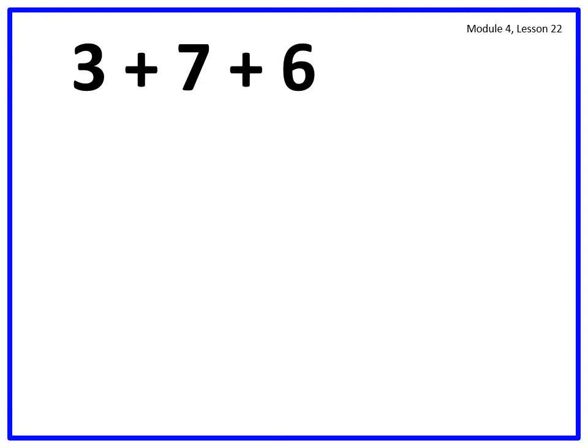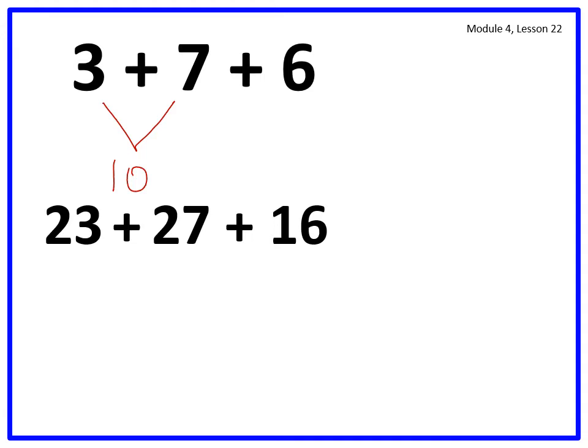Take a look at 3 plus 7 plus 6. How could you solve that using mental math? When I look at this problem, I notice right away that 3 plus 7 is friends of 10. It's a 10 partner, right? So now I can easily say, well, 3 plus 7 is 10, and 10 plus 6 is 16.